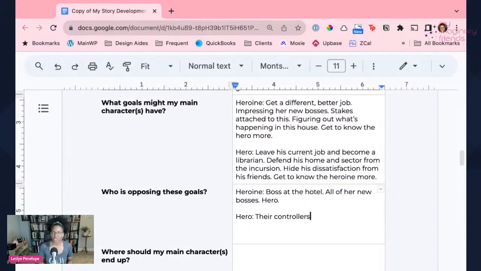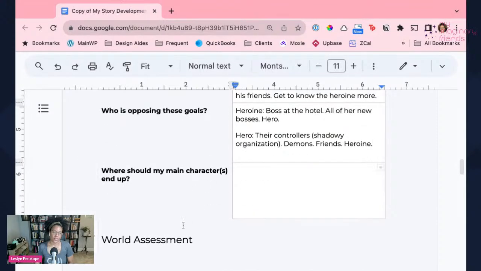I think it's some sort of shadowy organization, their controllers, or a magical organization that created these warriors. So they're opposing his desire to become a librarian. And then the demons who are trying to attack humanity. And then his friends, because he's trying to hide things from his friends. And then the heroine.